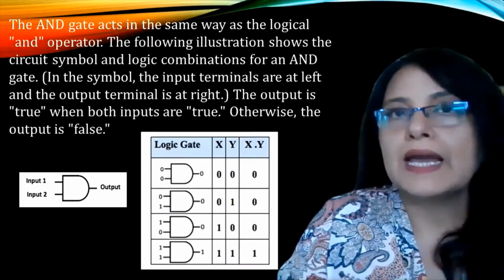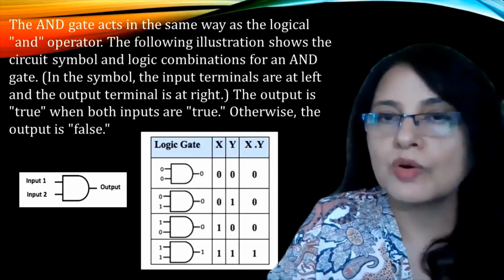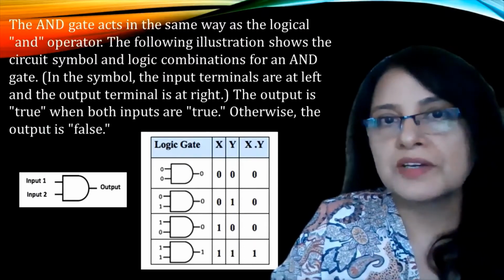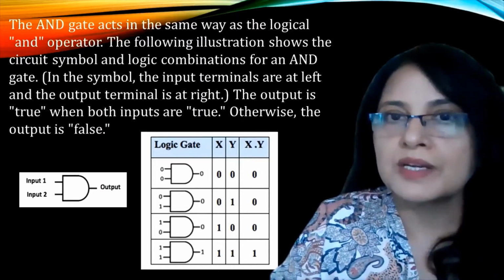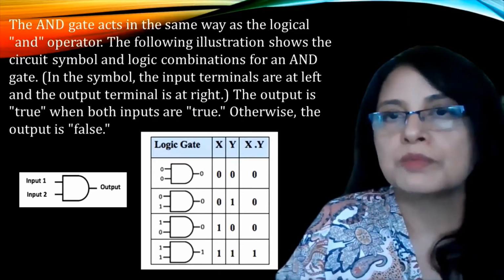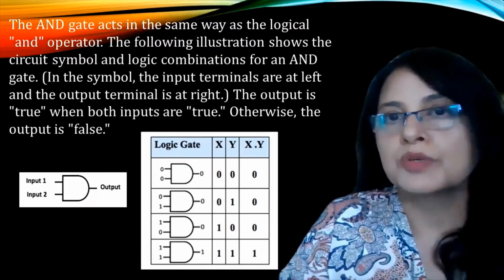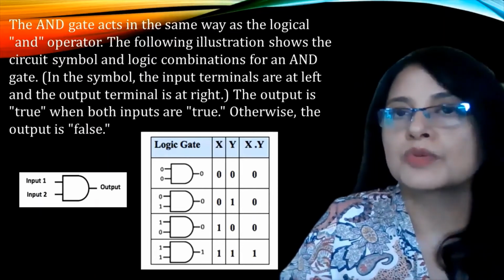So look at the AND gate, which behaves the same way as our logical AND operator. It looks like a huge D with two inputs and an output. But of course, in circuits, you can have more than two inputs. If both the inputs are 1, then the output is going to be 1. Otherwise, it's going to be 0.